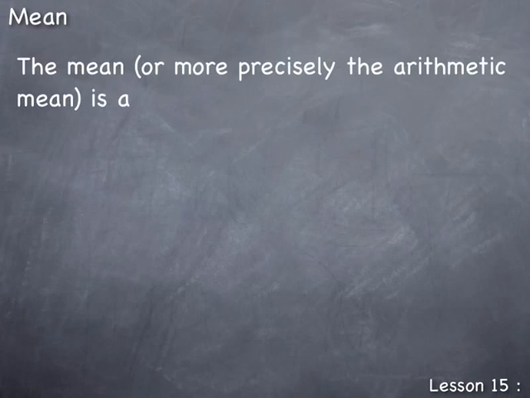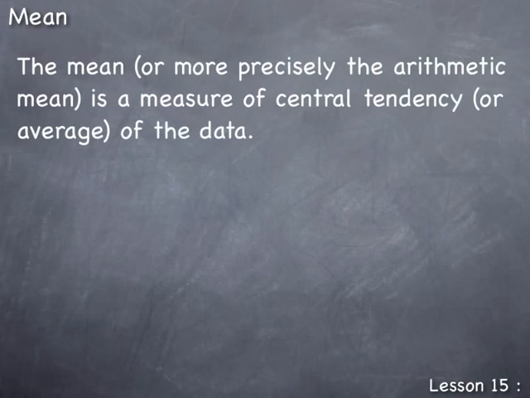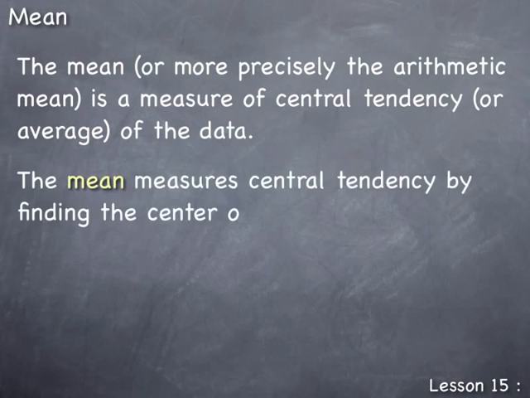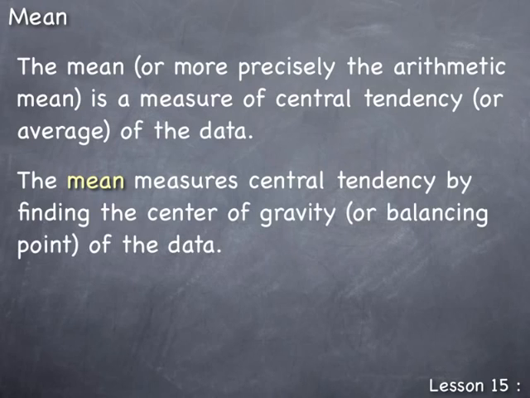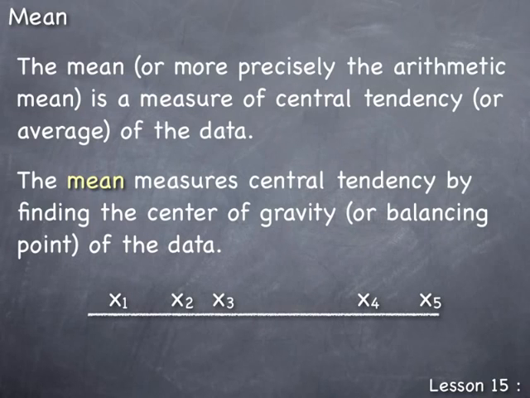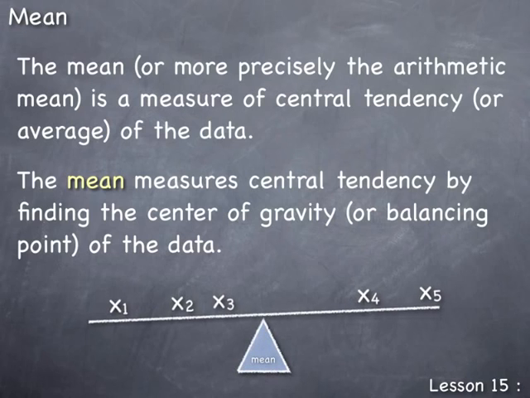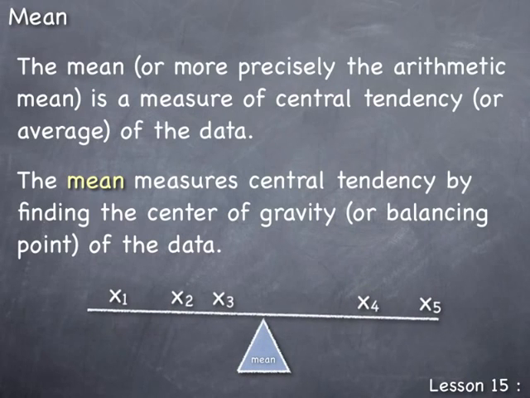The mean, or more precisely, the arithmetic mean, is a measure of central tendency, or average, of the data. The mean measures central tendency by finding the center of gravity, or balancing point, of the data. To illustrate this idea, imagine all the data values on a number line. The mean is that precise point for which all the data values balance out.